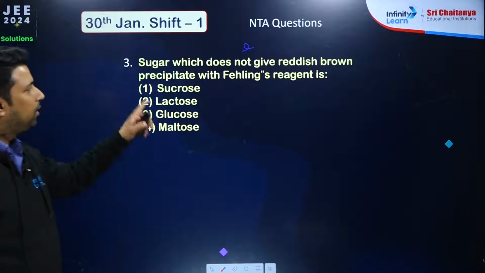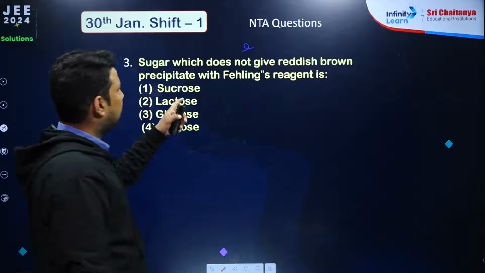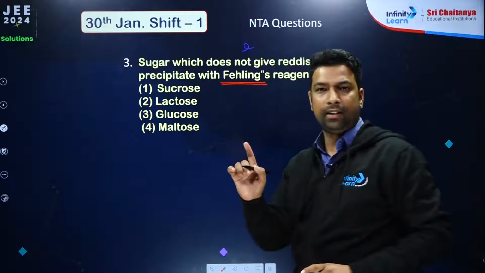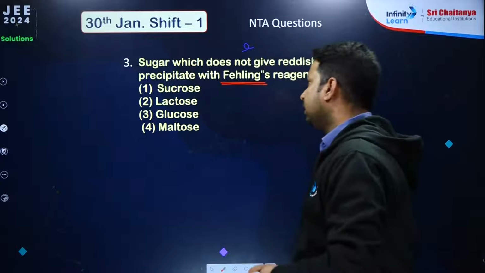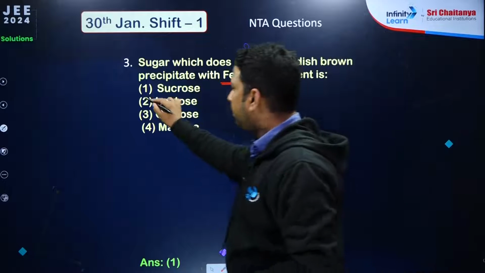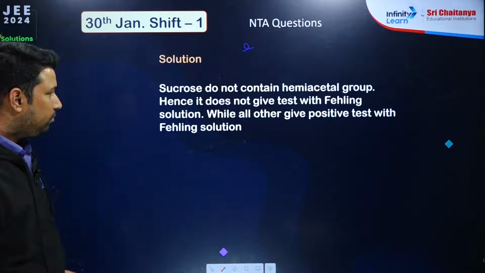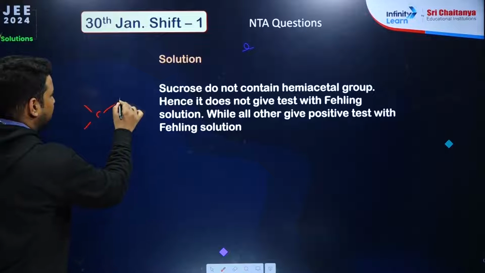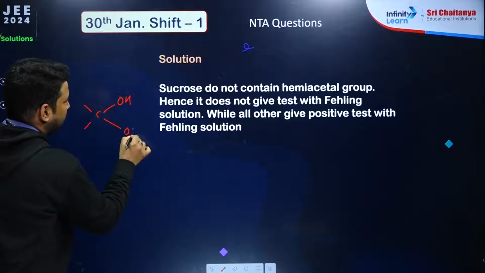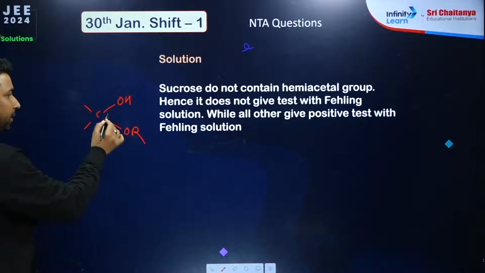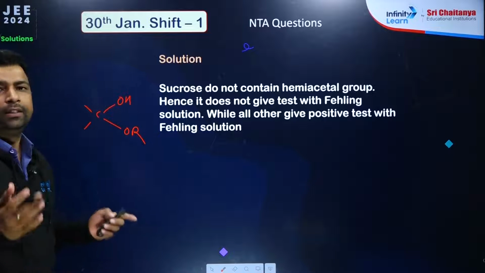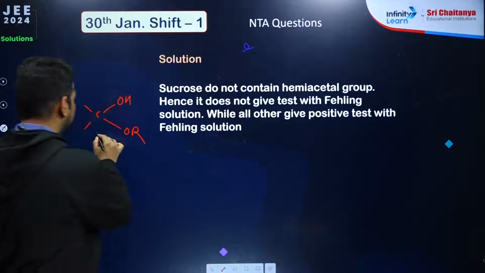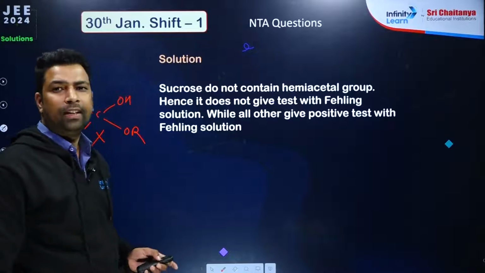Come to the next. Which sugar does not give reddish brown precipitate with Fehling reagent? Fehling test is given by aliphatic aldehydes only. The answer is sucrose. The reason is that sucrose does not contain a hemiacetal group. What is a hemiacetal group? A carbon which is connected to OH and OR. This is called hemiacetal. If this also becomes OR, it will be an acetal group. Since sucrose does not contain the hemiacetal group, it does not give Fehling test.